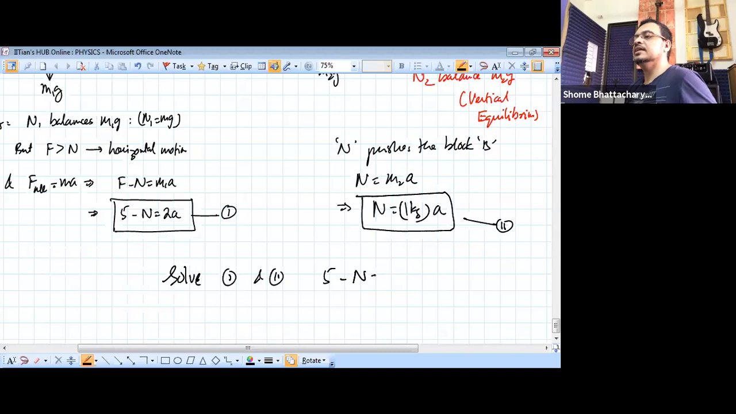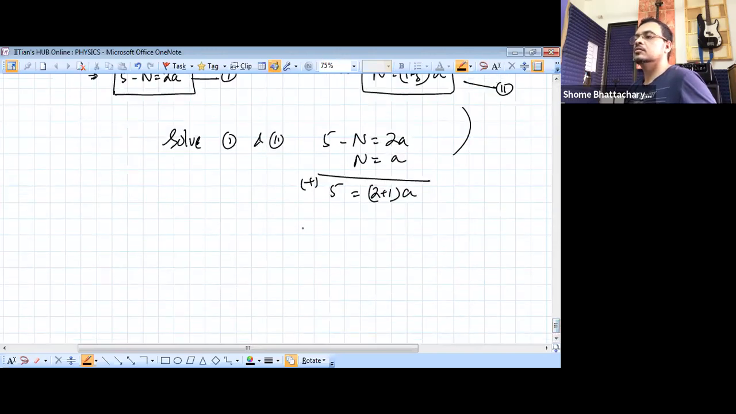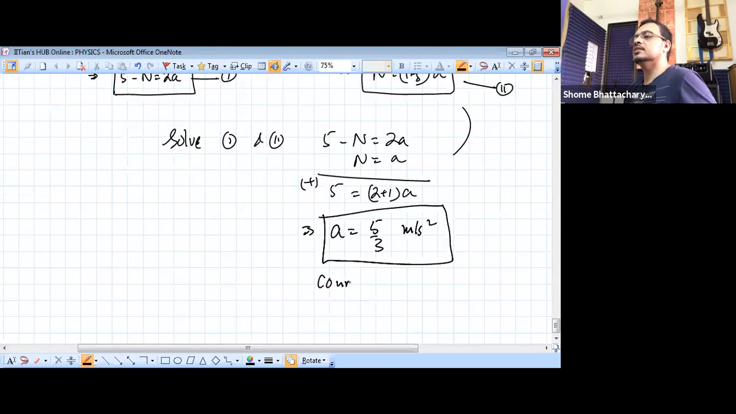So 5 minus N is equal to 2a, and N is equal to a from here. So add the two equations. You get 5 is equal to 2 plus 1, that is 3a. So the common value of acceleration is 5 by 3 meters per second squared. So this is the so-called common acceleration of both blocks.